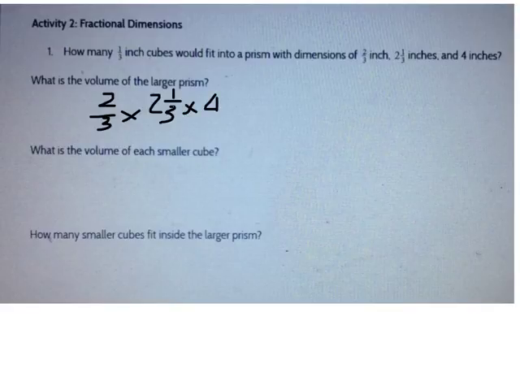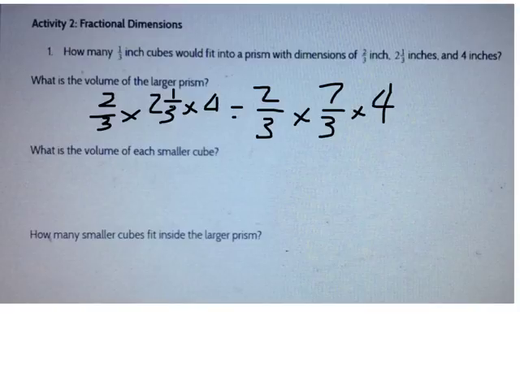First, I need to change 2 1/3 into an improper fraction. How would I write 2 1/3 as an improper fraction? It's 7/3. 2 times 3 is 6, plus 1 more is 7. So I need to multiply 2/3 times 7/3 times 4. Go ahead and do that problem now. What's the volume of this rectangular prism? You can leave your answer as an improper fraction.